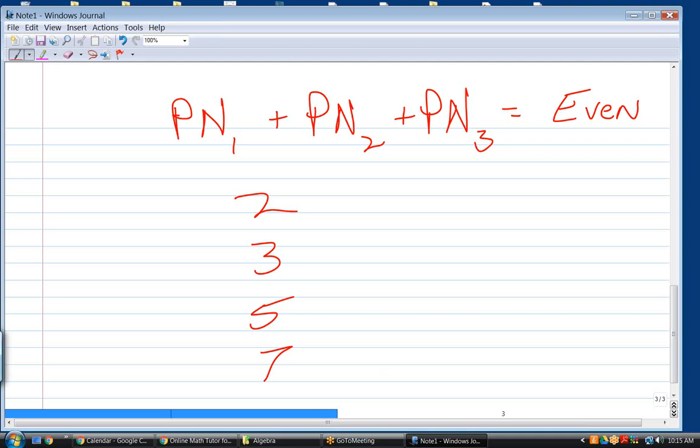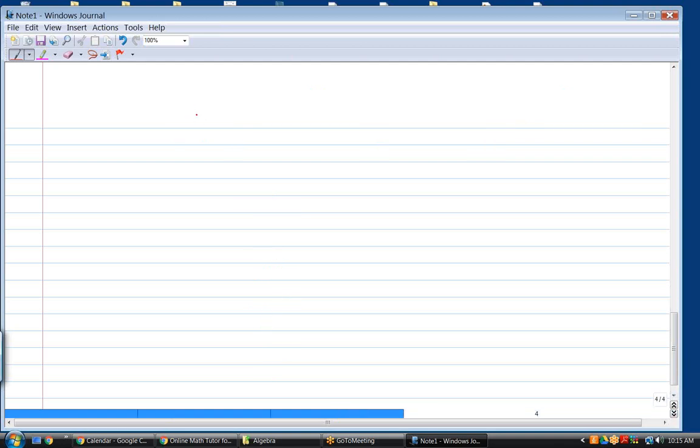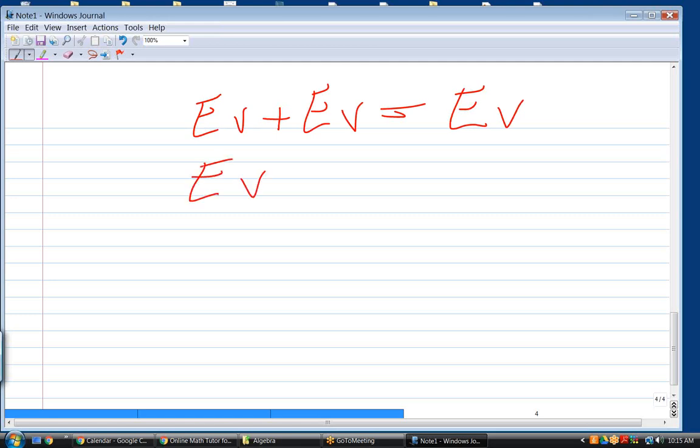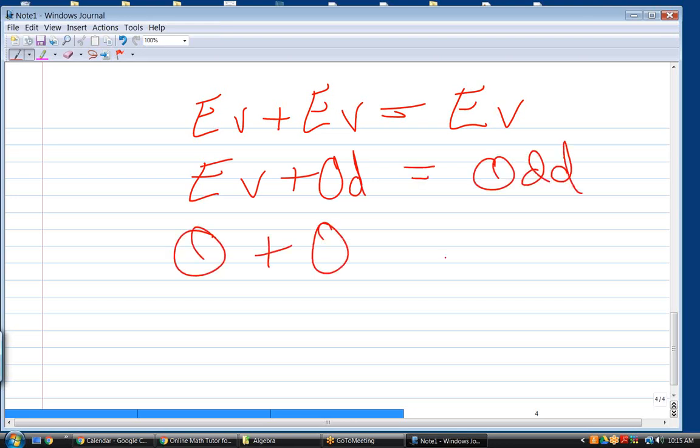First of all, let's talk about adding odd and even numbers. Let's review the principle. If I add an even number to an even number, I get an even number. If I add an even to an odd, I get odd. But if I add an odd plus an odd, I get even. Those are the only three rules you need for this particular problem.